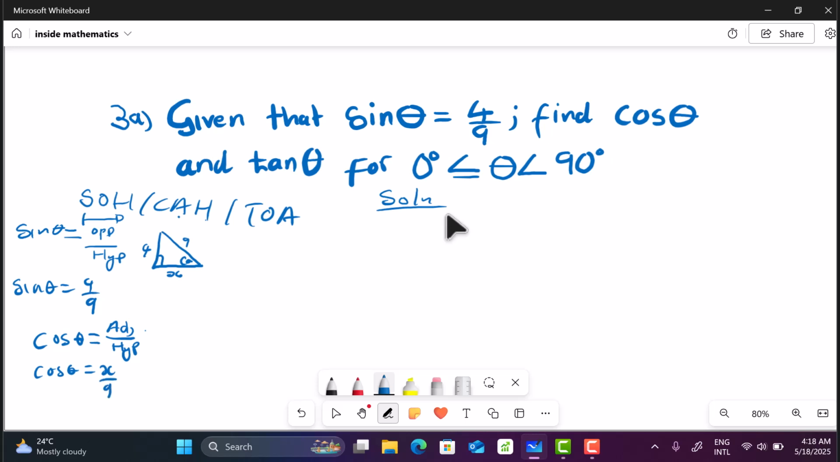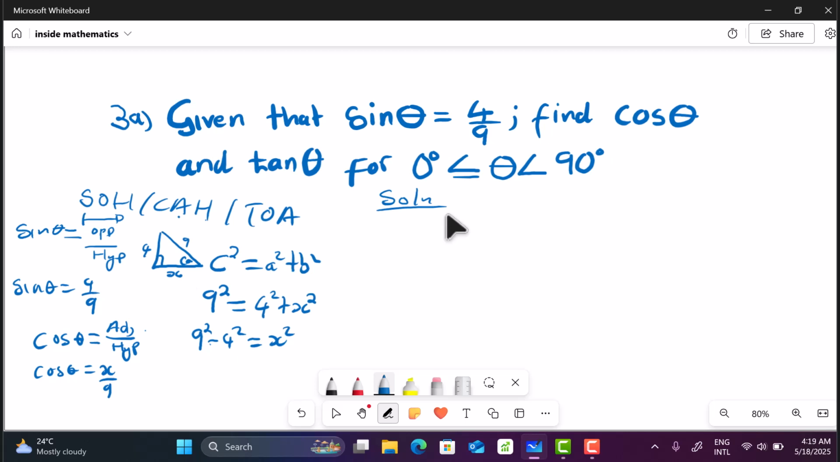So we need to use Pythagoras theorem, where you apply the general formula c square is equal to a square plus b square. And everyone knows that c square represents the longest side, which in this case is 9 square. So 9 square is equal to 4 square plus x square, where x is our adjacent. Here we take the 4 square to the other side, so we get 9 square minus 4 square is equal to x square.